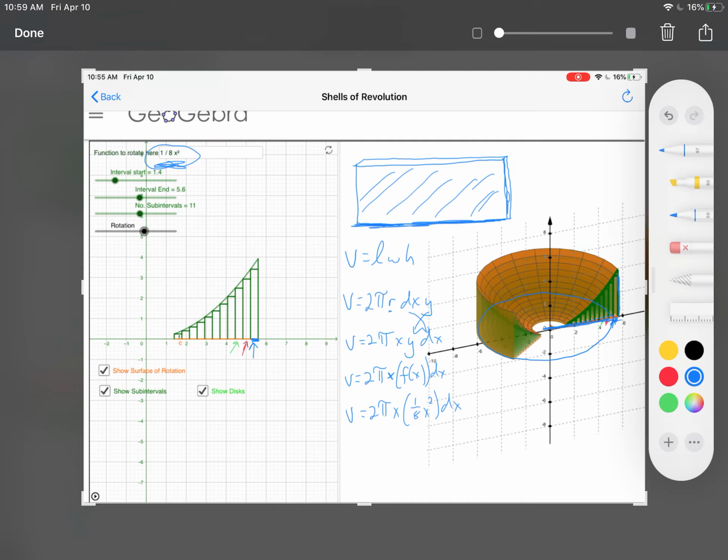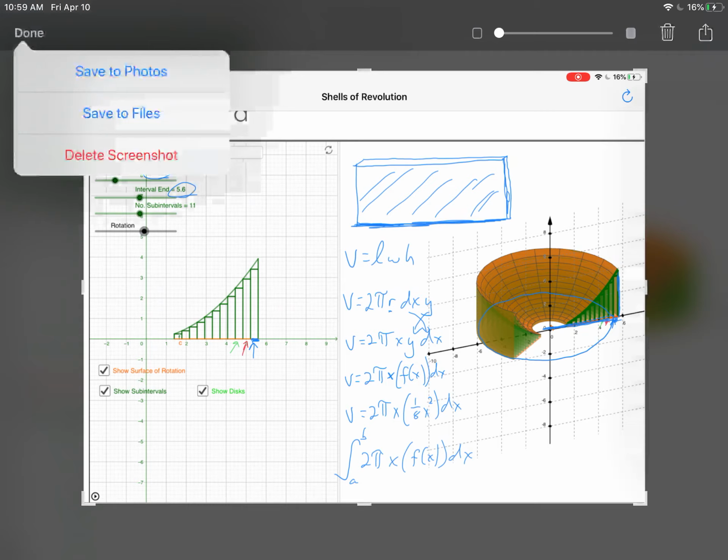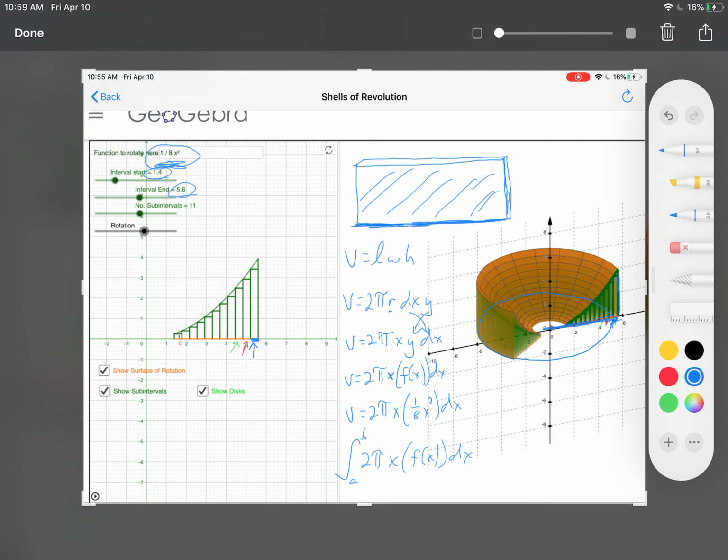We just peel off shell by shell, and we can find the volume. What we'll realize is we can take the integral from a to b of 2 pi x times the function that's being rotated, dx. In this case, a and b would be 1.4 and 5.6. And that's how we can find the volume of a solid of revolution using this shells method.